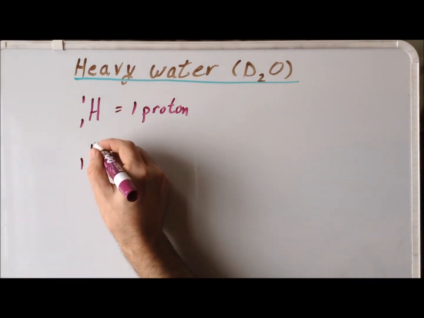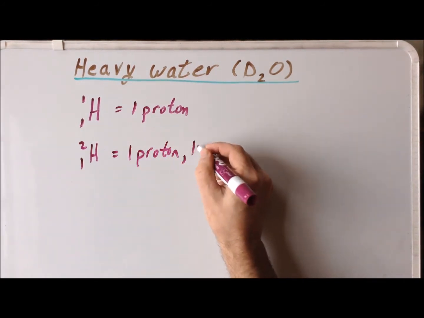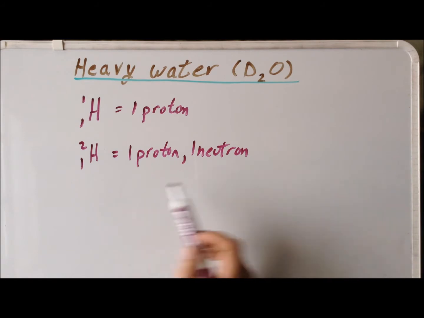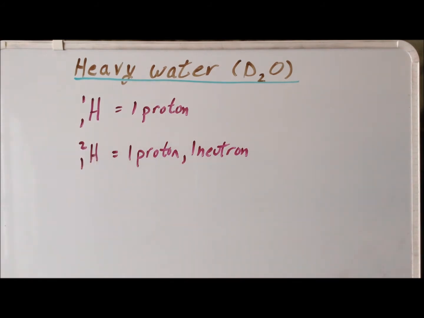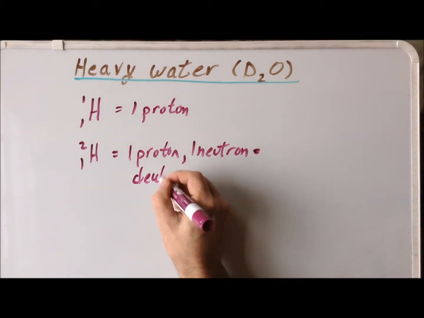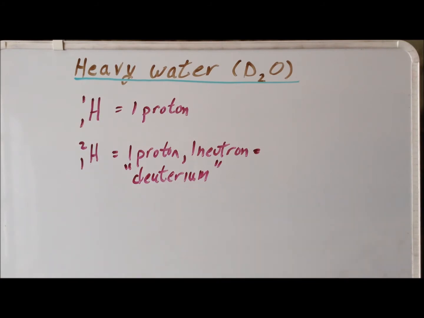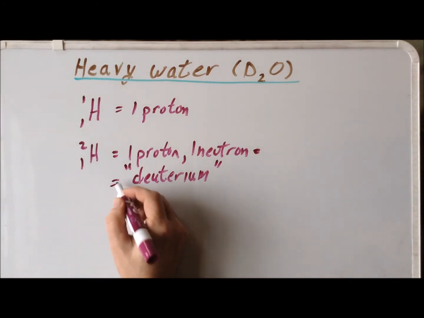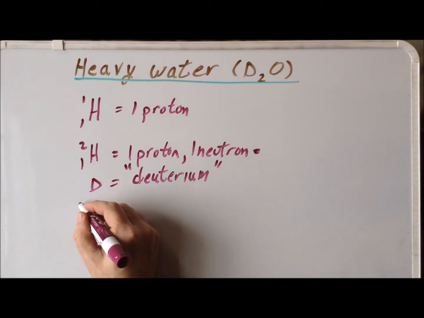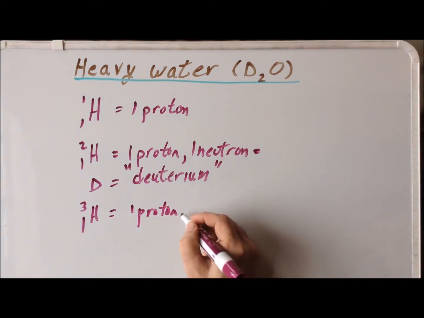The second isotope of hydrogen has one proton and one neutron. Since we have an approximate weight of a proton and neutron, each being 1, since it has one of each, it has an atomic weight of 2. And it is this particular isotope which we call deuterium, from the Greek root meaning second. So we also use the chemical symbol very often for this of D. The third isotope of hydrogen, for sake of completeness, has an atomic weight of 3 because it has one proton and 2 neutrons.